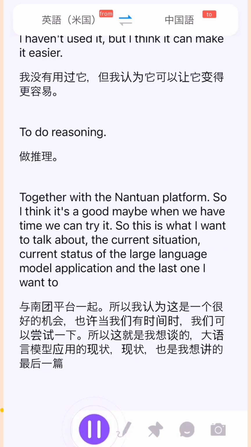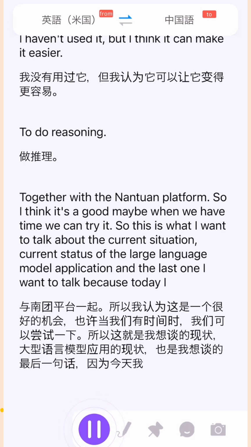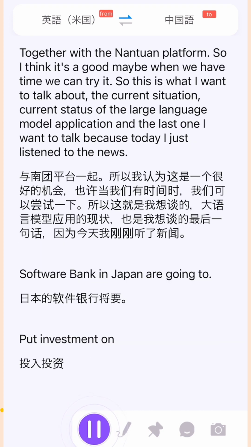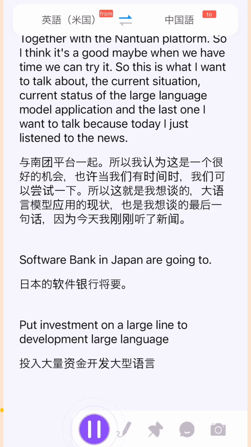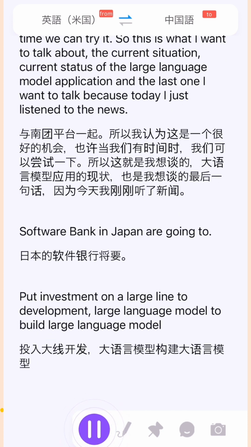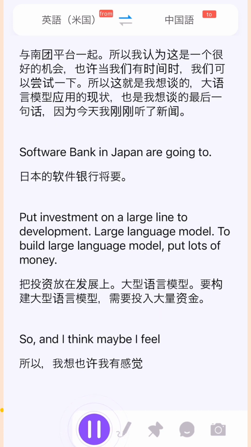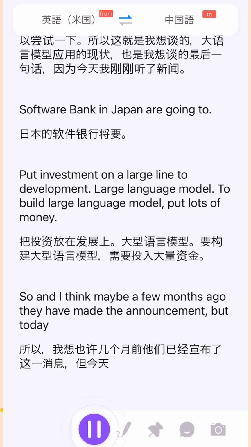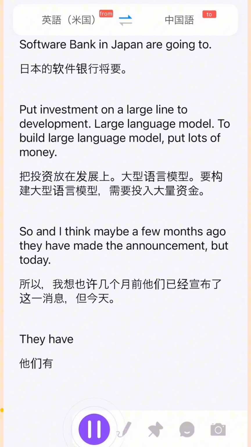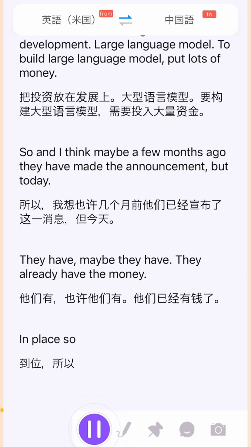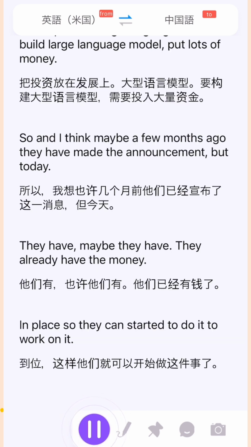And the last one I want to talk about, because today I just listened to the news: SoftBank in Japan is going to invest in developing and building a large language model, putting in lots of money. I think maybe a few months ago they made the announcement, but today they already have the money in place, so they can start to work on it.